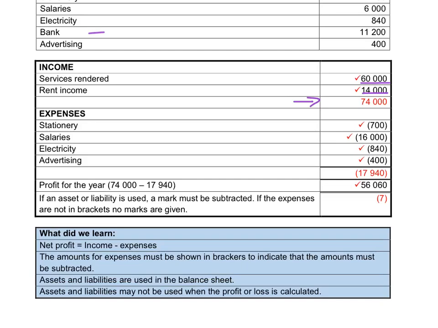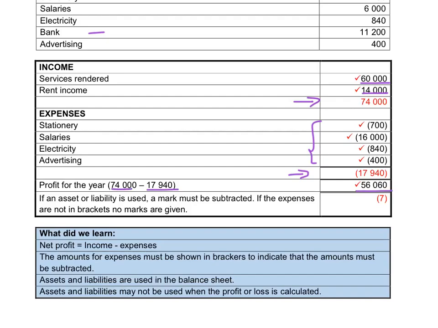Expenses, all the expenses that they provide will be put into brackets to indicate that it will be subtracted. And then we will add all these expenses together to see what is the total expense for the year. The profit is calculated using the income less the total expenses, and that will give me the profit.